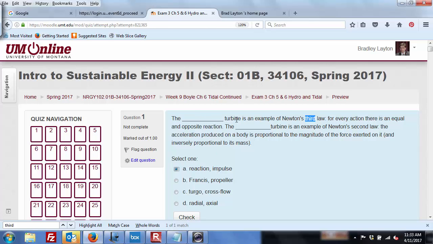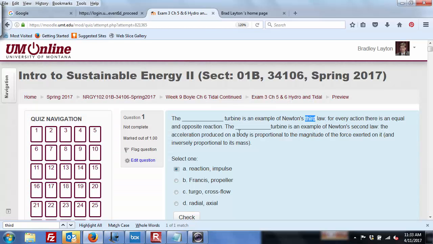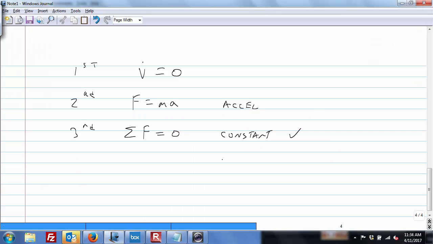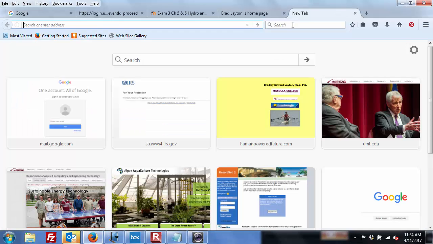So the reaction turbine is an example. For every reaction, there's an equal and opposite. That pretty much is the third law, right there. And then the impulse turbine is an example of the second law, where you've got an impulse. So in the case of an impulse, you have acceleration, so something sort of bouncing. And I do want to kind of look those up, so I'm not as familiar with those as I should be.